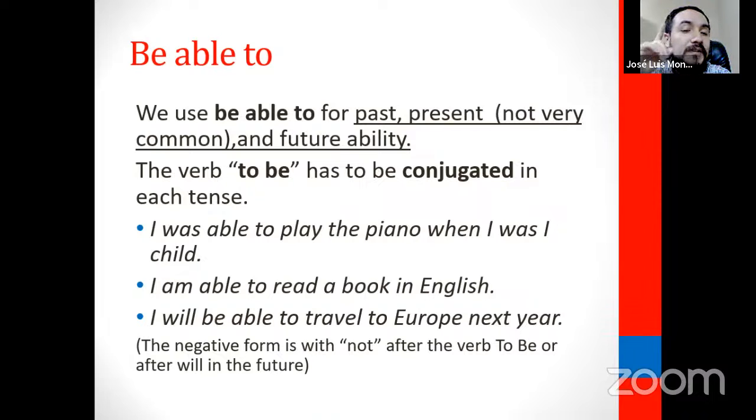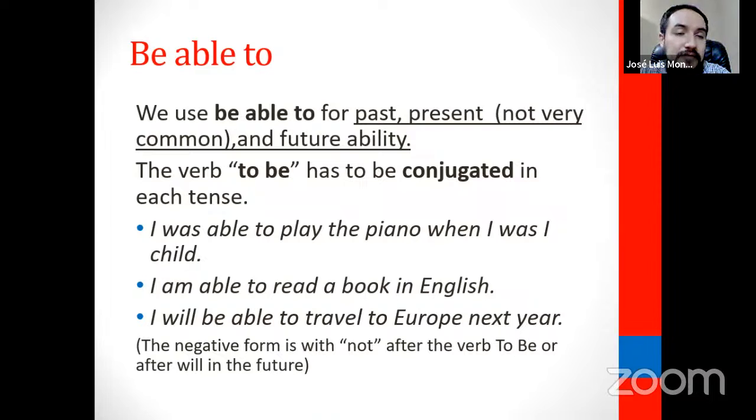And we say I was able to play the piano when I was a child. So same as could, the idea is exactly the same. This is a past ability. I was able to play, I could play the piano when I was a child. I am able to read a book in English, right? That's something you can do, but usually you say I can read a book in English, or I'm able to do this.